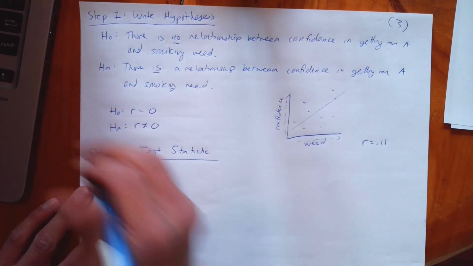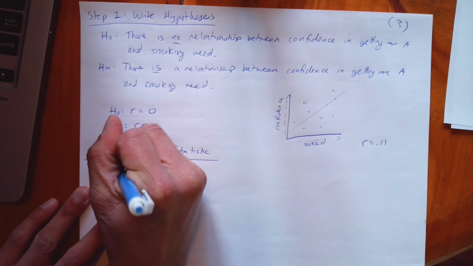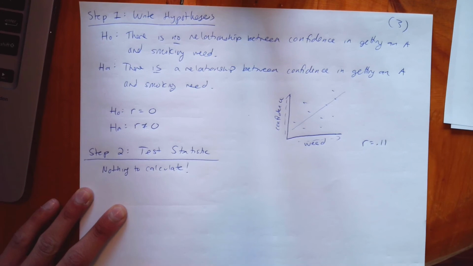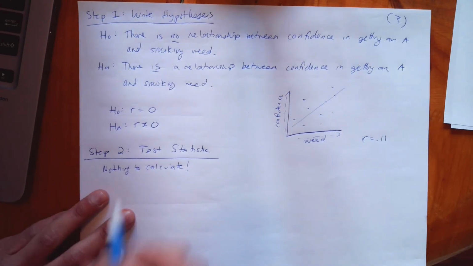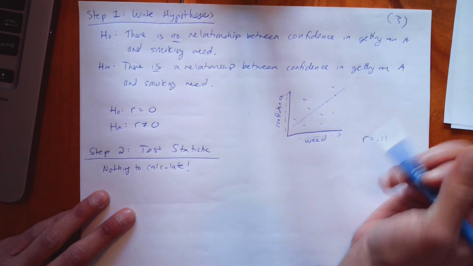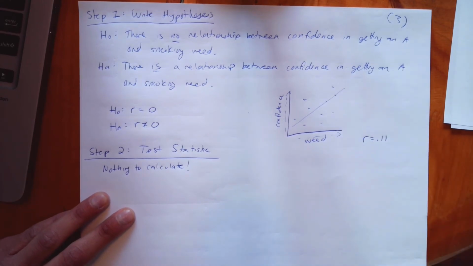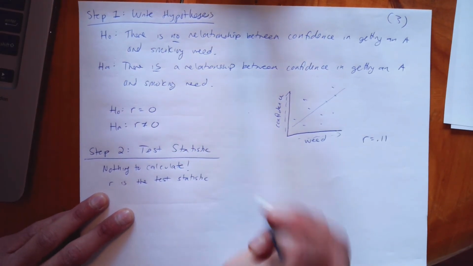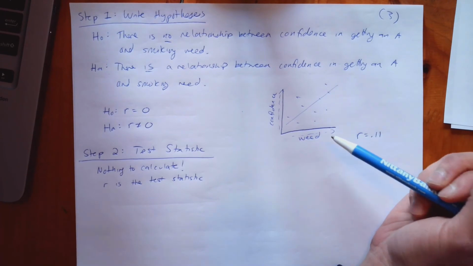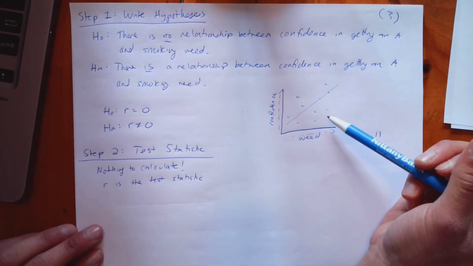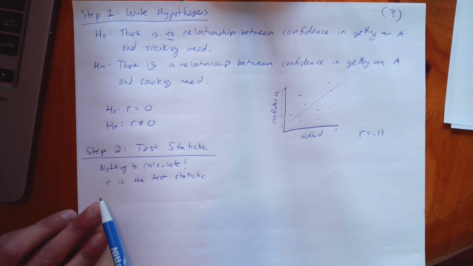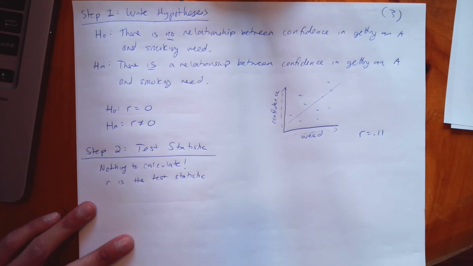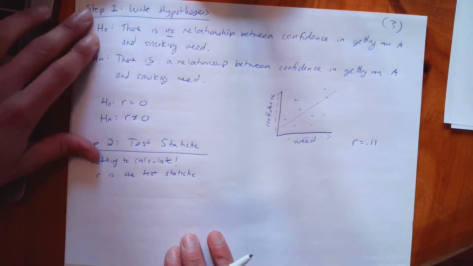The test statistic that we're going to use is R, so there's nothing to calculate here. So once R is calculated, which we're also not doing in this class, you have nothing new to calculate. And we're going to just treat R as the test statistic. So it's doing double duty here, right? It's describing what's going on in our sample, so it's telling us about the correlation that we have, and it's also something that we can use to tell us where our sample would fall on a sampling distribution.